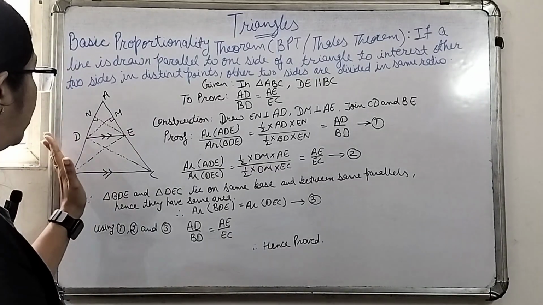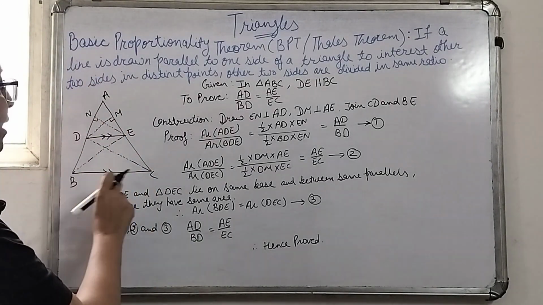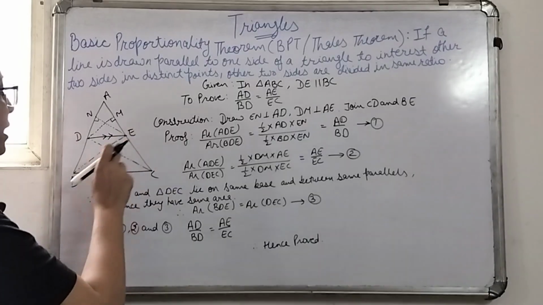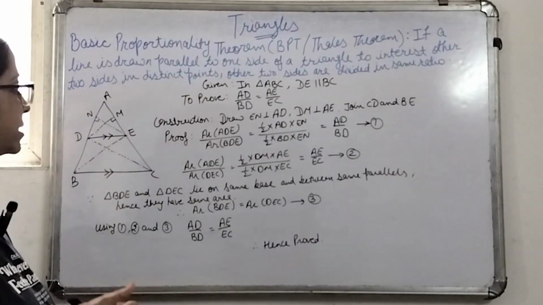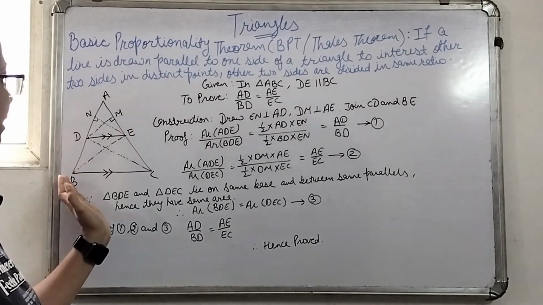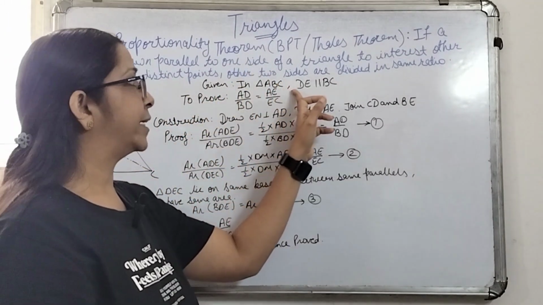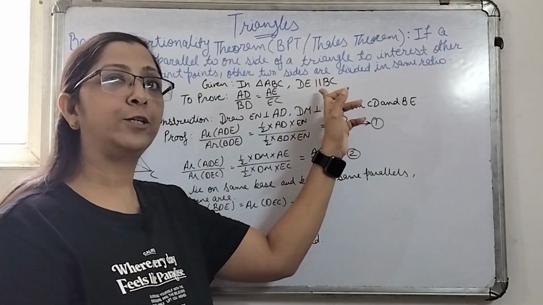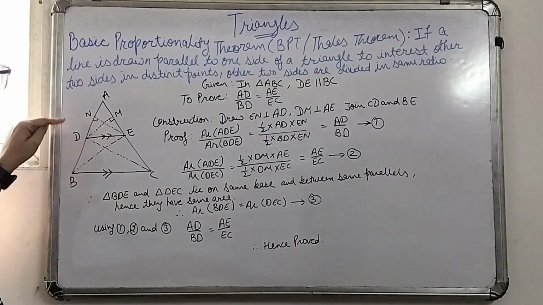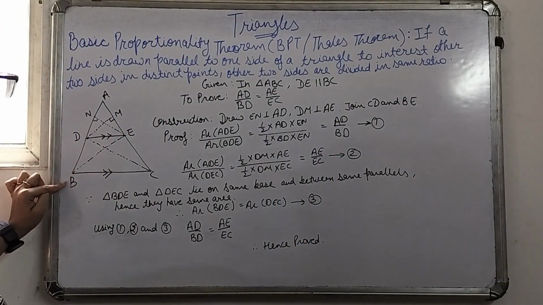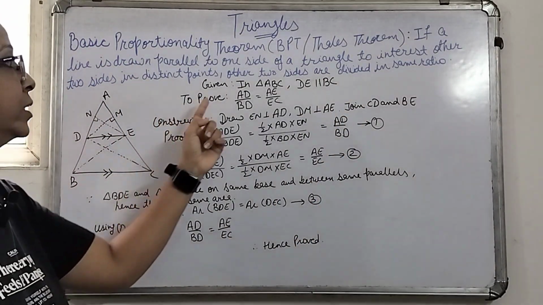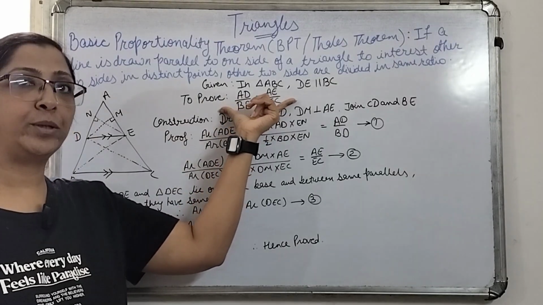What is given to us is that in triangle ABC, DE is parallel to BC. This is the line DE which we have drawn parallel to the side BC. And we have to prove that AD over DB is equivalent to AE over EC.